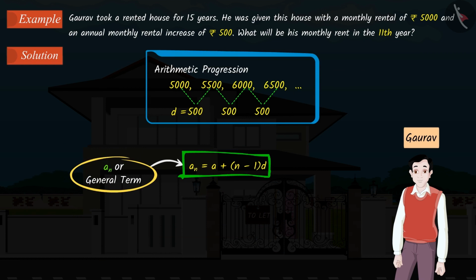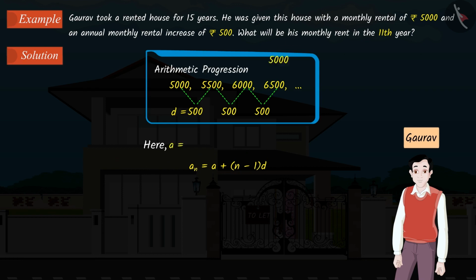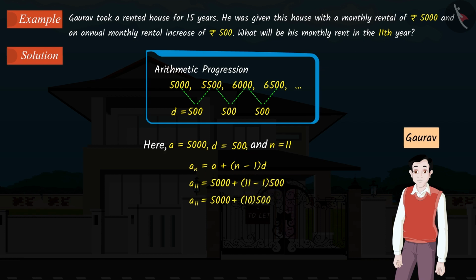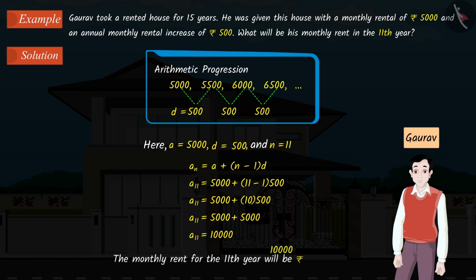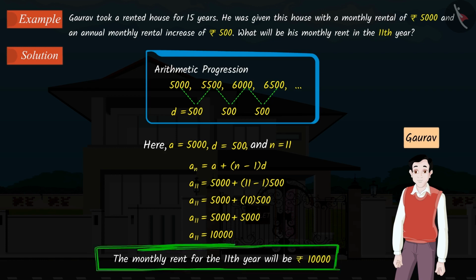Absolutely right. Now we will use the formula for the nth term, an, or the general term of an AP. Here, the first term A equals 5000, the common difference D is 500, and n equals 11. Therefore, the 11th term of the AP comes out to be 10,000. So, the monthly rent for the 11th year will be Rs 10,000.